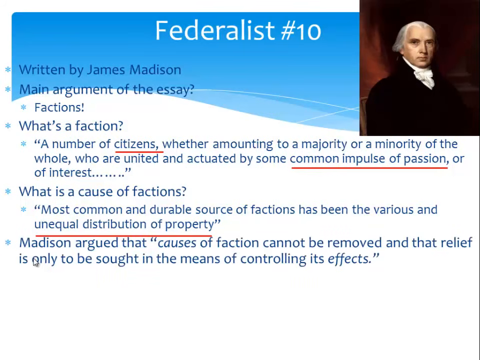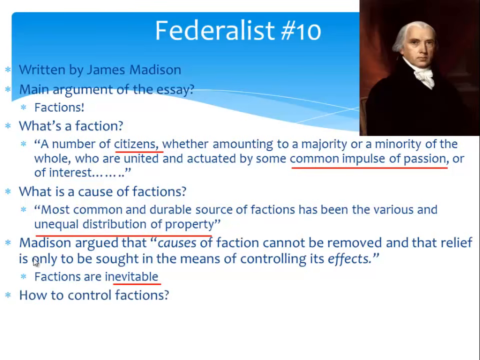And Madison argued that the cause of factions cannot be removed, and the relief is only to be sought in the means of controlling its effects. So you can't get rid of factions. He's saying they're inevitable. You can't fix the causes of them, but you can fix the effects of them. And he argued that factions are inevitable, they are unavoidable, and they are bound to happen no matter what.